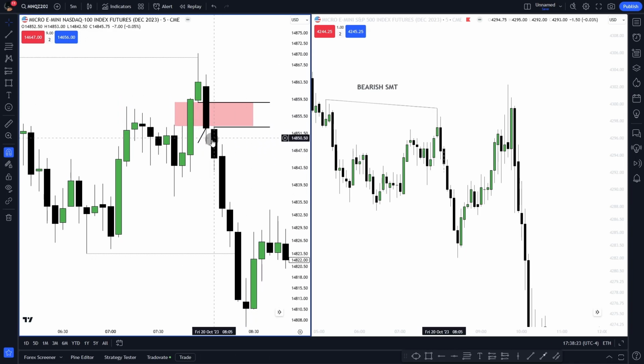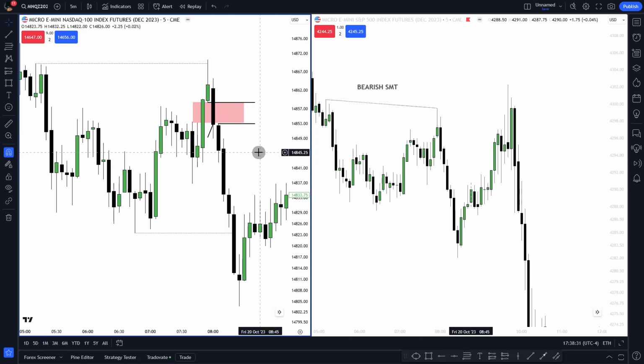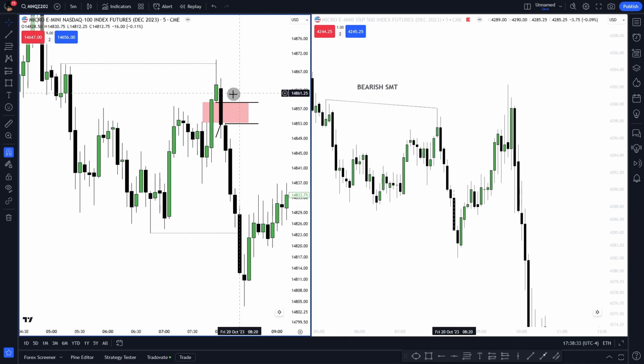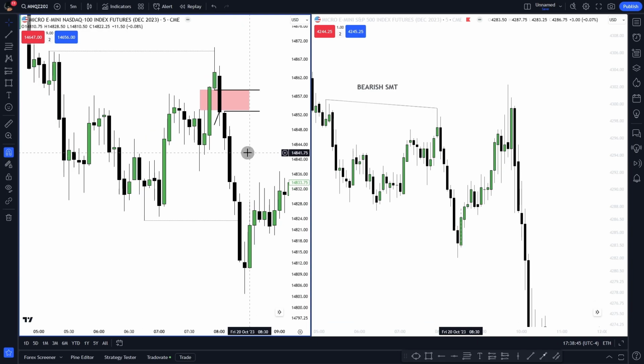I did not expect this gap to retrace back into the inversion fair value gap because, from experience, after a bearish SMT, I expected we created a breakaway gap, okay? Which basically means that we are going to create a fair value gap that does not get traded back into because of such a significant price move, okay?